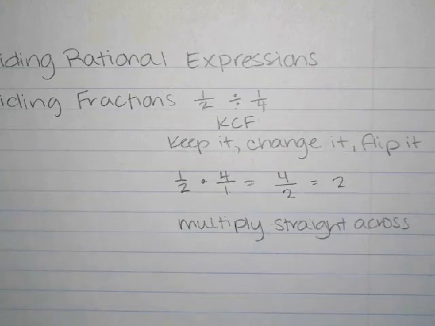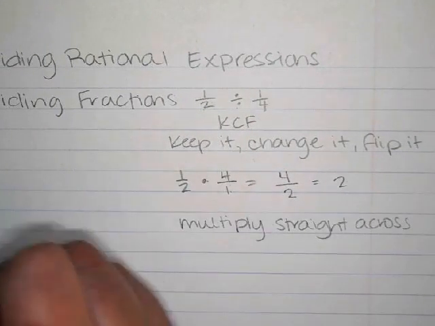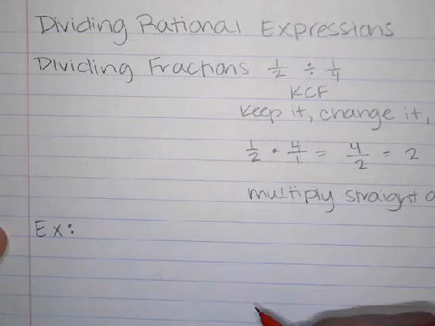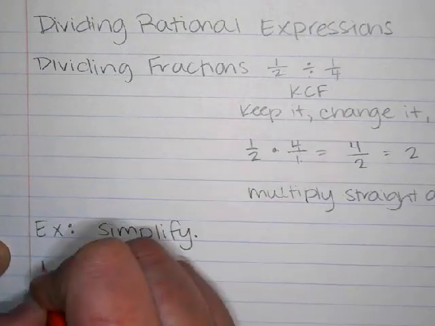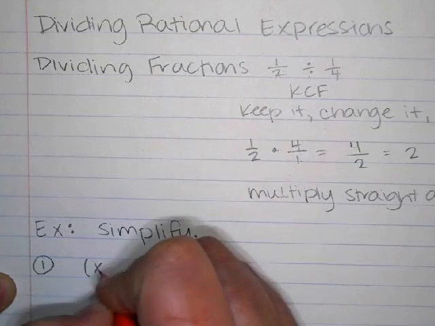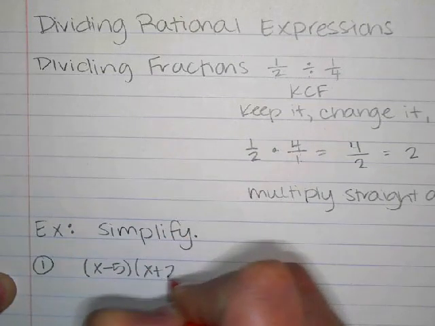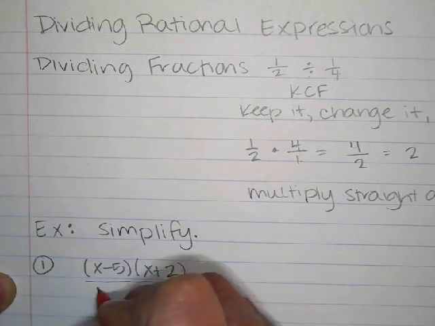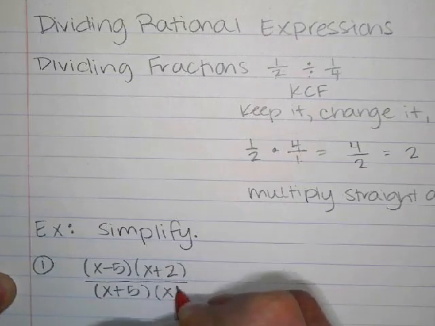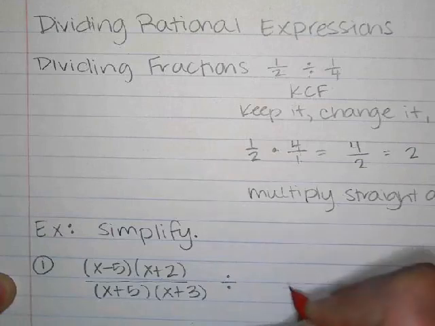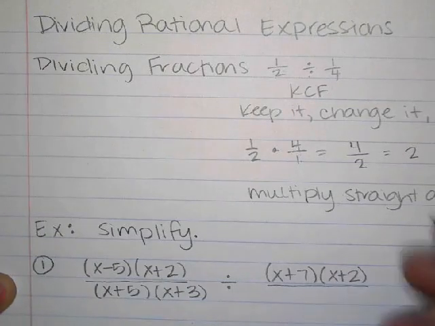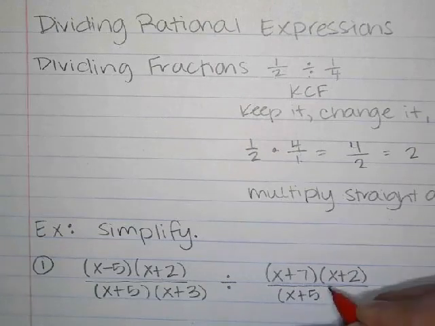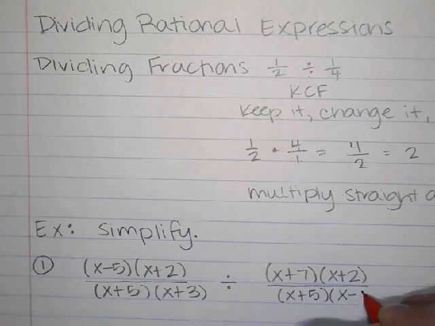So I'm going to go ahead and start off just by writing down some problems for you guys so we can practice these together. So for our example problems, the instructions are going to be the same as what they've been every day. The instructions are probably just going to tell you to simplify these. And then for this first one, we're going to have x minus 5 times x plus 2 over x plus 5 times x plus 3 divided by x plus 7, x plus 2 over x plus 5, x minus 3.